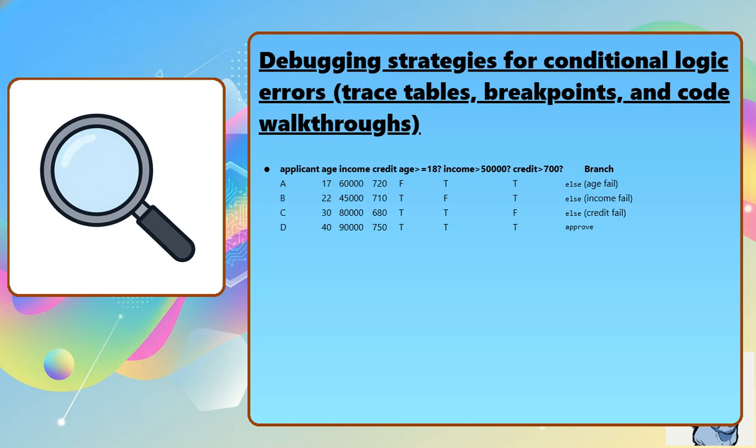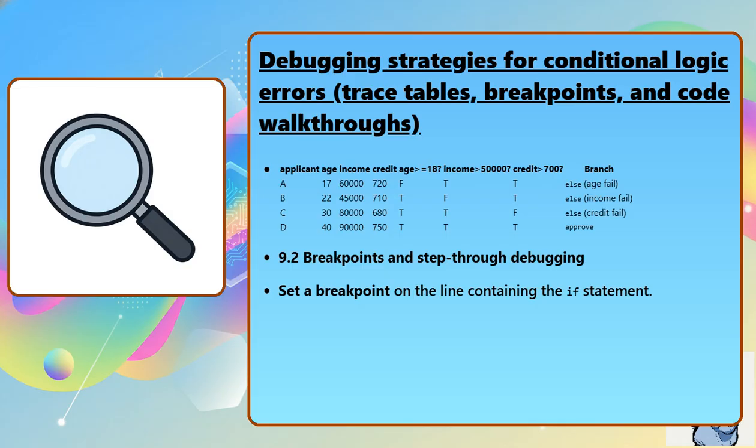Row C: applicant C, age 30, income 80,000, credit 680. Age greater than or equal to 18: true. Income greater than 50,000: true. Credit greater than 700: false. Branch: else, credit fail. Row D: applicant D, age 40, income 90,000, credit 750. Age greater than or equal to 18: true. Income greater than 50,000: true. Credit greater than 700: true. Branch: approve.